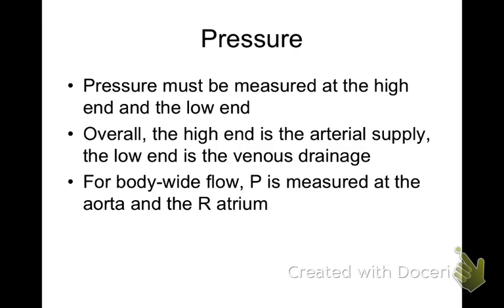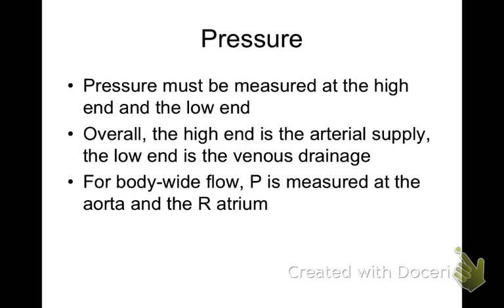All right, we'll start with pressure. Pressure has to be measured at two ends of a path. So you can say the path from the beginning of the brachial artery down to your digital arteries. Or you can say the pressure of the entire systemic circulation from the beginning of the aorta all the way through to the opening into the right atrium. Whatever your beginning and end points are, you have to know what the pressure is.